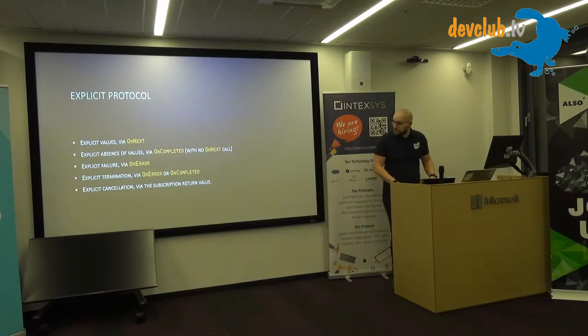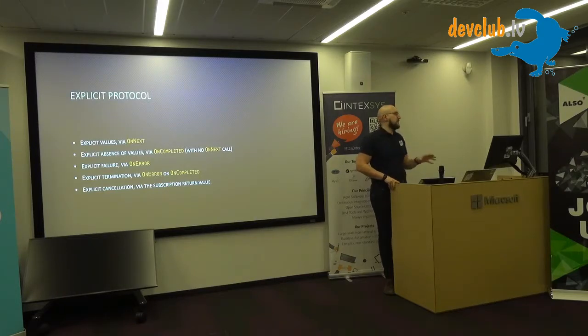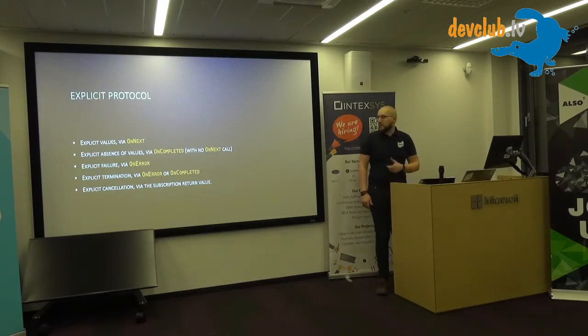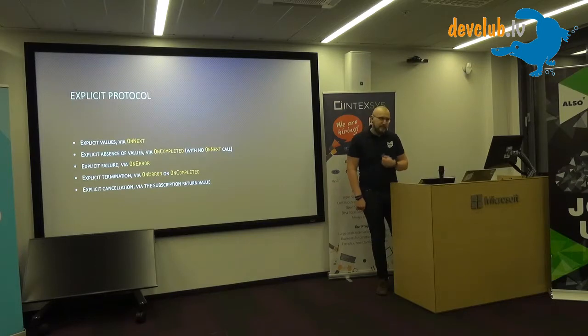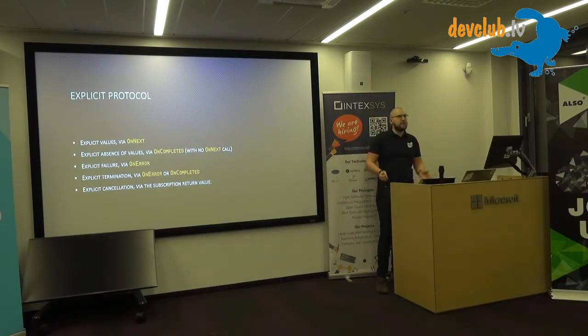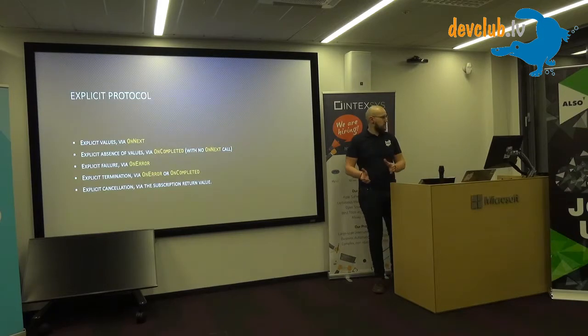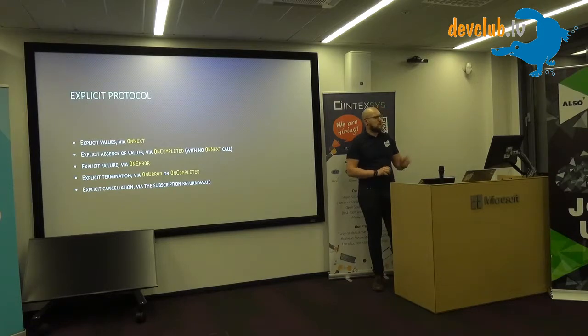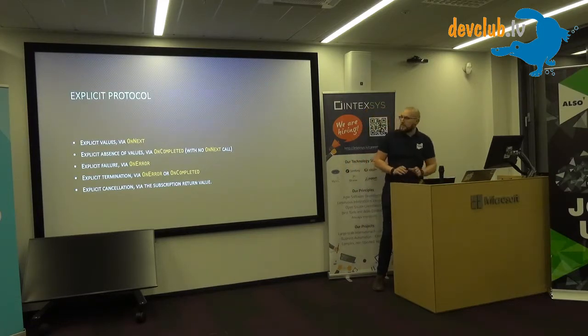Having those things defined, you have an explicit protocol for how the observable thing works. You can get explicit values, which is signaled by calling OnNext one or several times, depending on the amount of values you have. You can actually explicitly say, sorry, I'm not going to have any value at all for you, which is signaled by calling OnCompleted without calling any OnNext calls. It basically says, okay, this sequence is going to be empty. We are not going to produce any value.